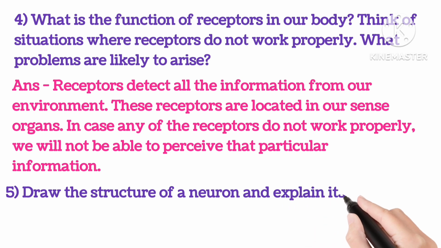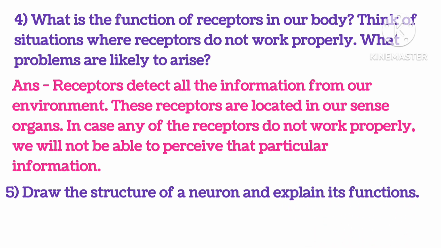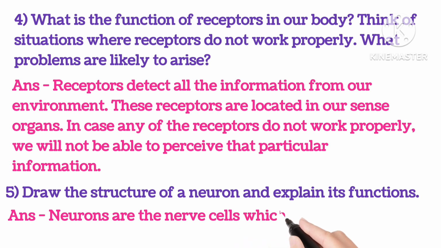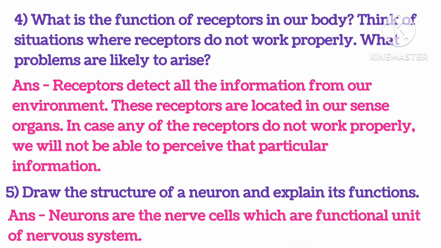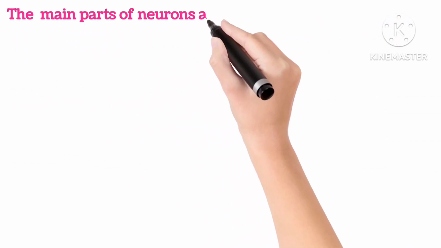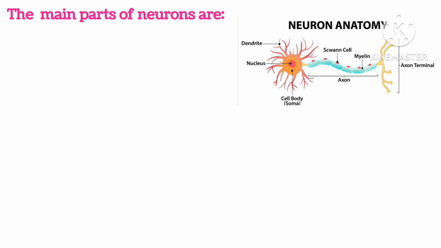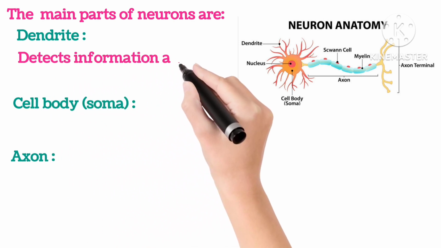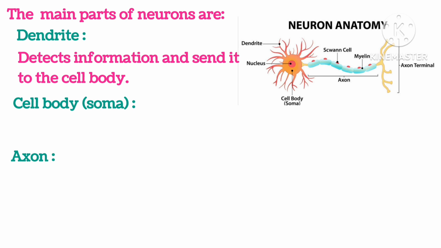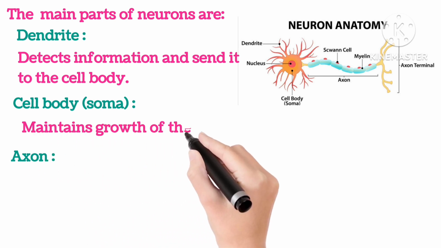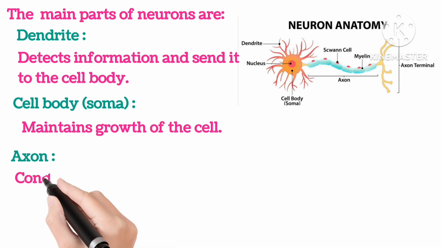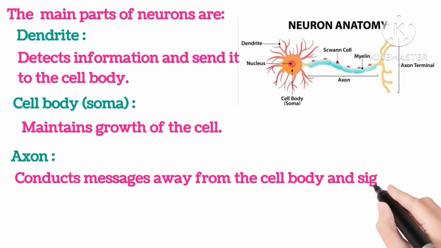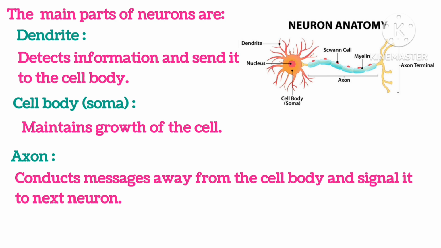Fifth, draw the structure of neuron and explain its functions. Answer: neurons are the nerve cells which are the functional unit of the nervous system. The main parts of a neuron, as you can see in the picture, are first dendrite, second cell body or soma, and third axon. Dendrite detects information and sends it to the cell body. Cell body maintains growth of the cell, and axon conducts messages away from the cell body and signals it to the next neuron.